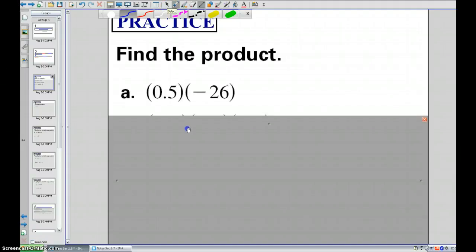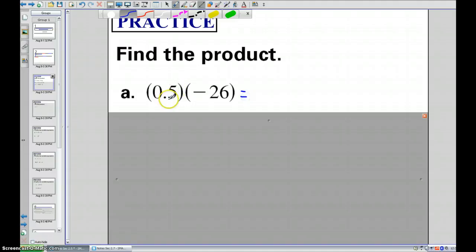So next, looking at some actual practice problems here. Find the product. So 1/2 times negative 26. Well, what does that equal? We have a positive times a negative, so automatically we know that we're going to have a negative number. So that would equal negative 13.